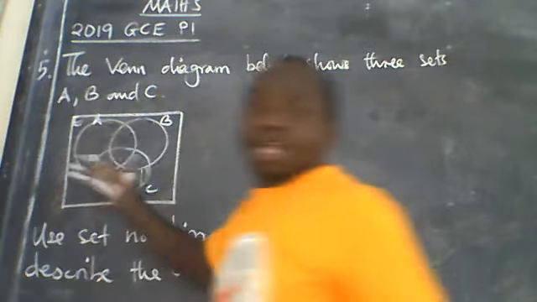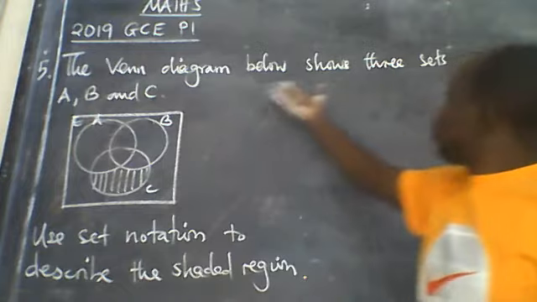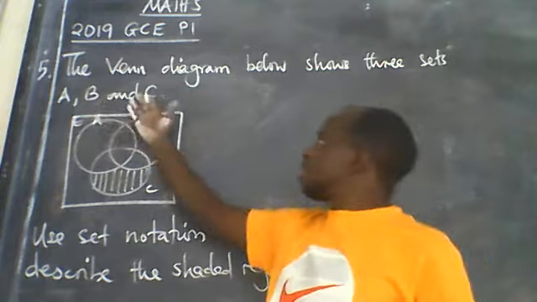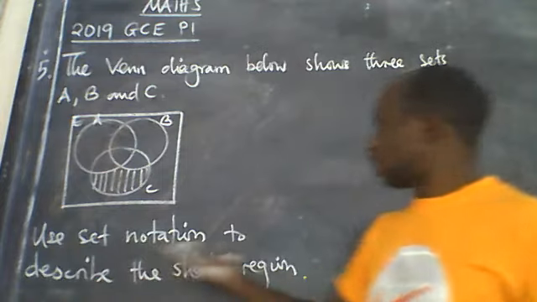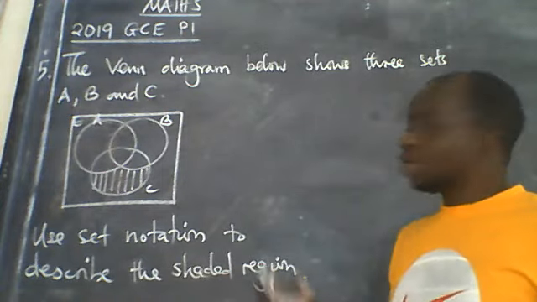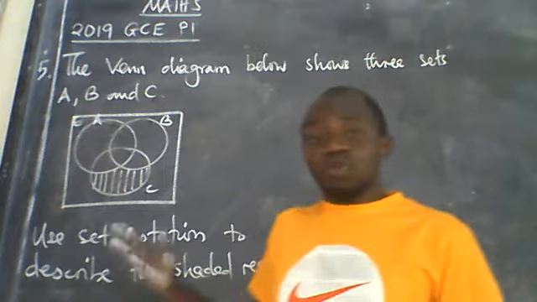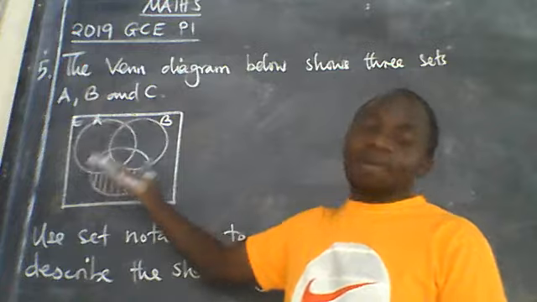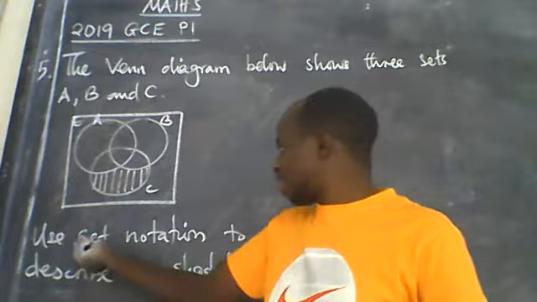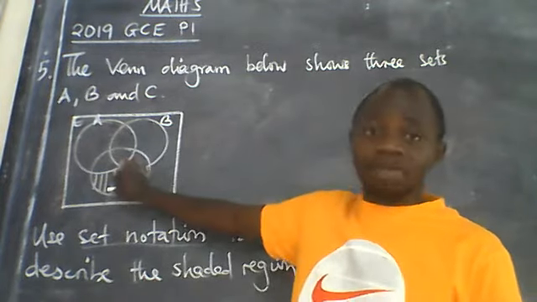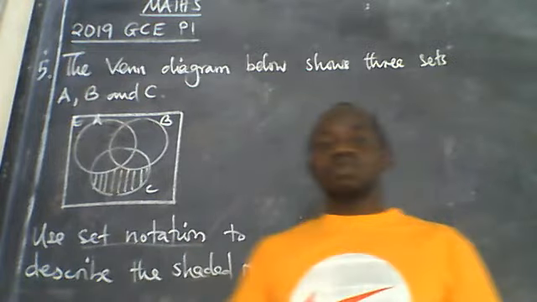Question number 5. This one is about sets. The Venn diagram below shows 3 sets, A, B, and C. The question is, use set notation to describe the shaded region. So this is the shaded region. Usually these questions come in one of two ways: they've already shaded this and ask you to look for the set notation representing the shading, or they give you the set notation and ask you to shade.